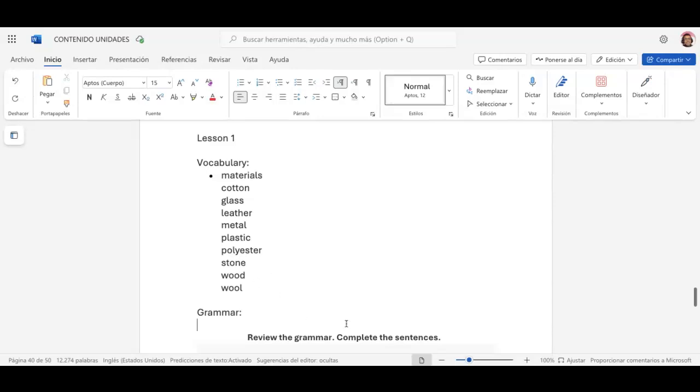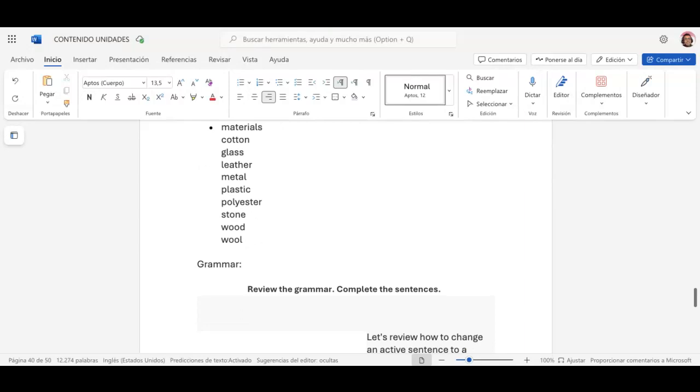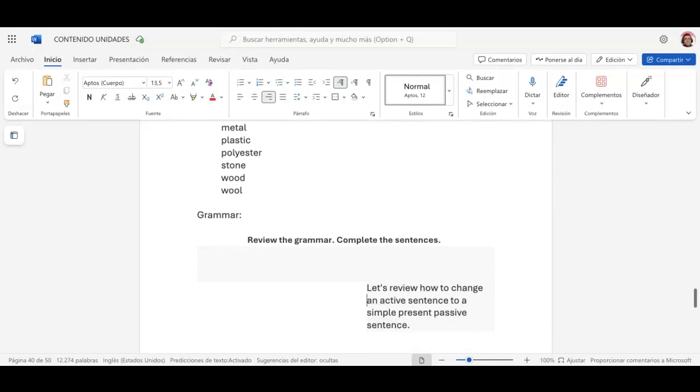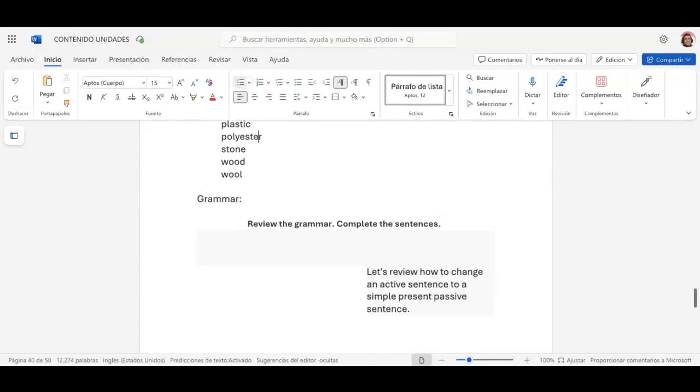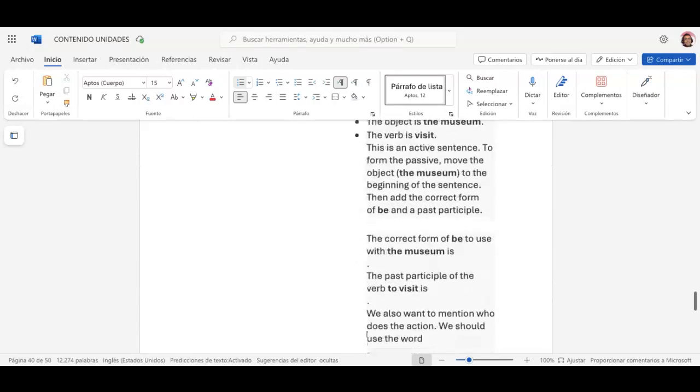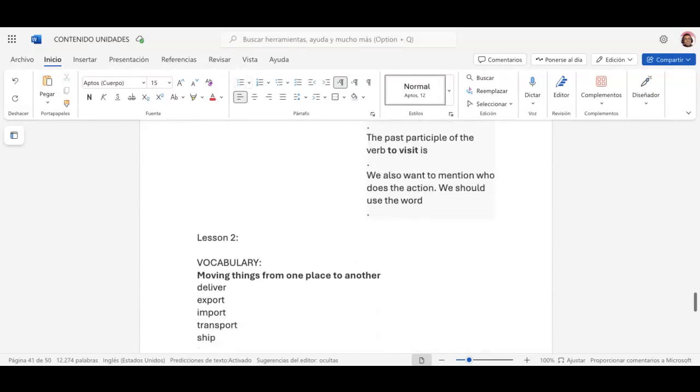This was the main idea. Well, glass is not for clothes. Well, in some cases, we can use plastic for clothes. But in this case, I think the main idea is materials for clothes. Okay, and in this case, you learn how to structure the simple present passive voice.